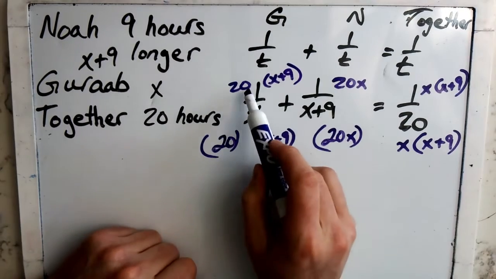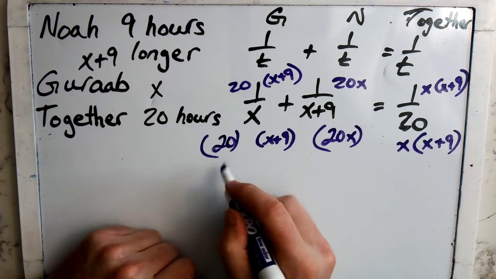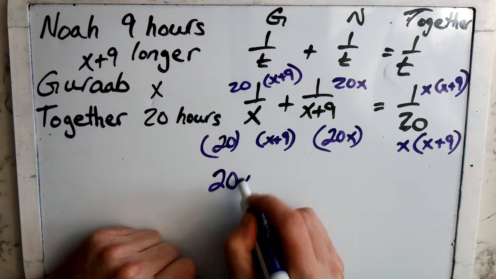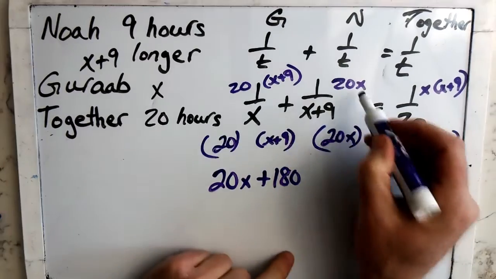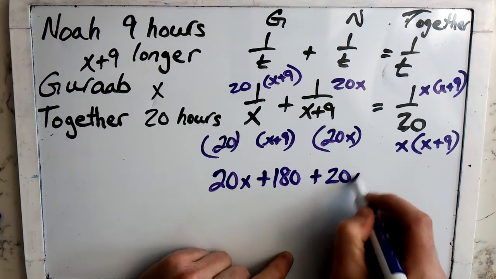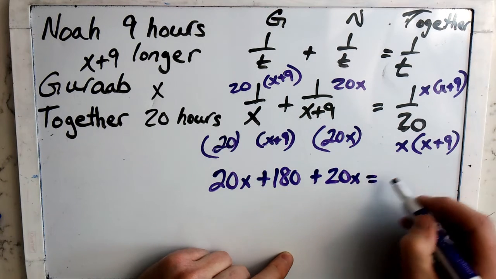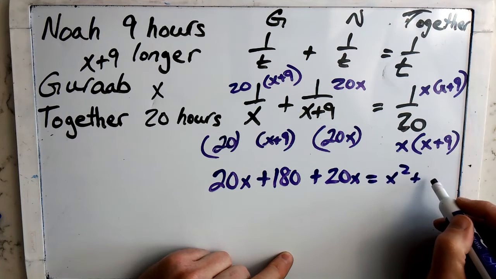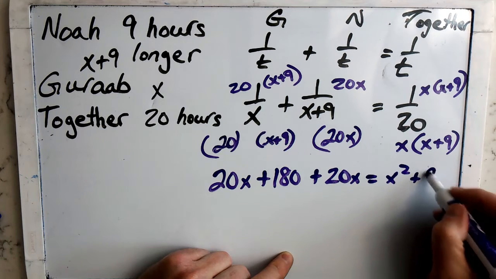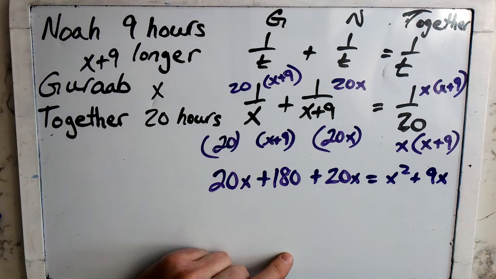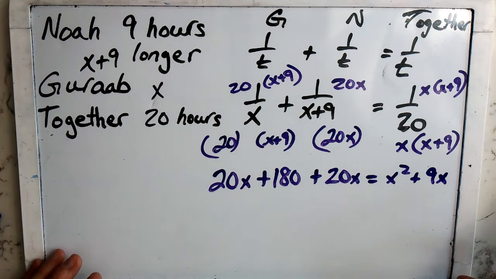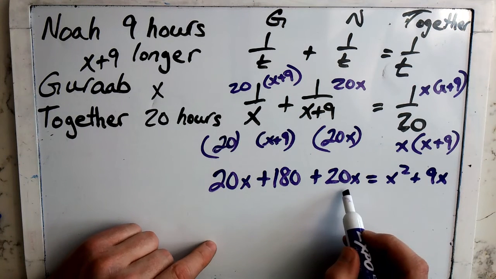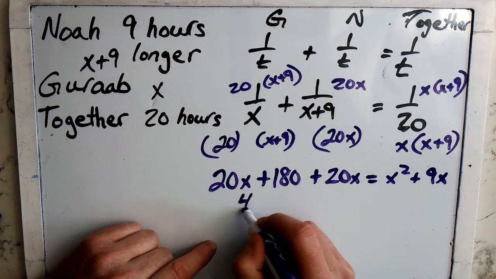So now I have to expand this. So I'm going to get 20x plus 180. This one I get 20x. And this one I'm going to expand x squared plus 9x. So from here, now I have to get everything together. I have an x squared, so I'm going to move everything over to this side. So I have equals 0. I have 20x plus 20x is 40x.